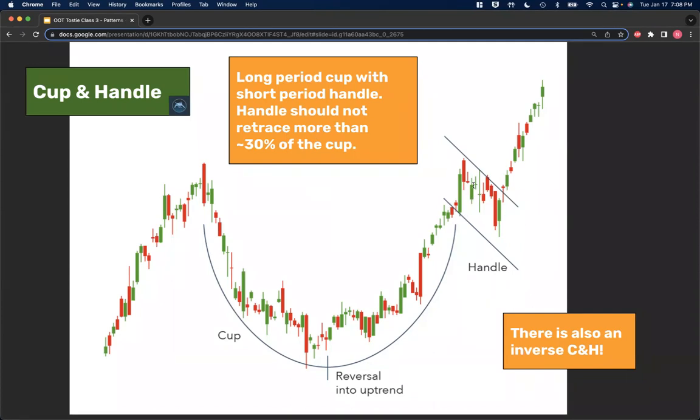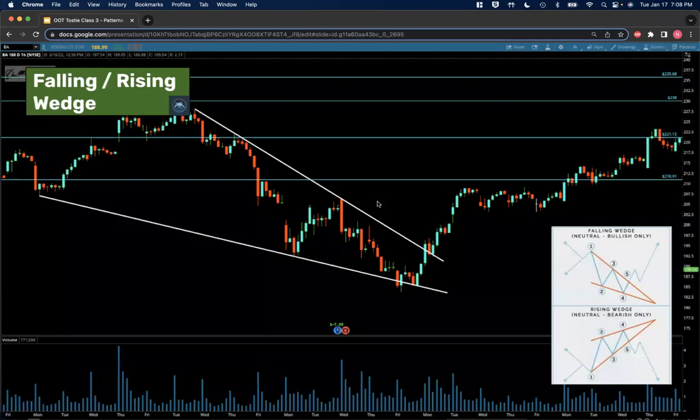You don't want to see this handle retrace too much more than 30 to 50% of this cup. At that point, it is no longer really a bullish pattern, and it becomes more of a reversal, right? So important to keep that in mind.